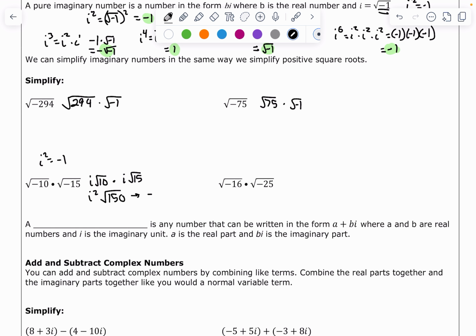So we'd have -1 times the square root of 150, and then we can reduce from there. So you would end up with a reduced radical with a negative on the outside.